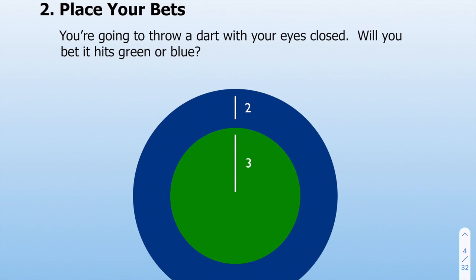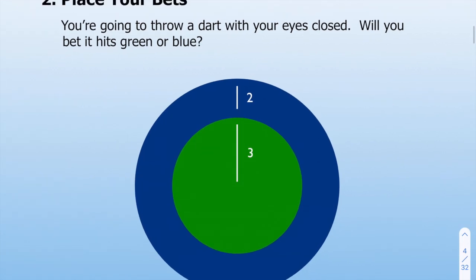So, place your bets. You're going to throw a dart with your eyes closed, okay? And you're only allowed to hit somewhere in the circle. Okay, so let's assume you can't miss. Will you bet it hits the green or blue? Now, in regards to placing your bet, you probably want to see which one has a higher probability. Okay. So it is a circle.